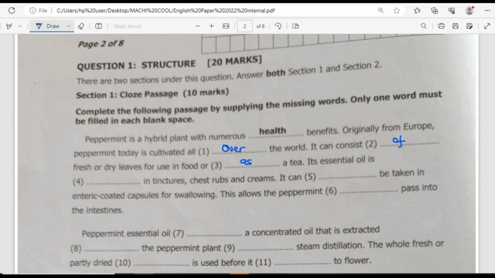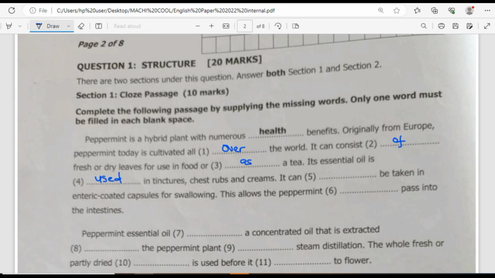Its essential oil is used in tinctures, chest rubs, and creams. So here we are saying that its essential oil is. What word can suit? Is used in the following. So we have these three. So it is used.